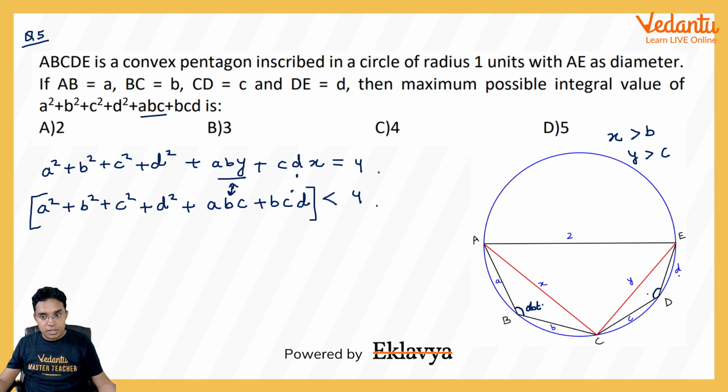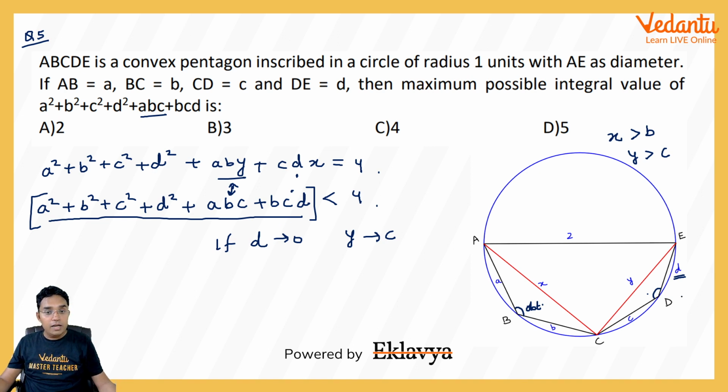So in that situation, if your D approaches 0, I think this expression can become equal to 4, but in the limiting case. I am repeating, if D tends to 0, then y will tend to c. So these two expressions will become the same, but it is only a limiting case. So it cannot reach 4. It can reach 4 only if D becomes equal to 0, but then it will not be a pentagon. So if the maximum possible integral value is what we are looking for, it will be 3. It cannot be 4. It can be 3 only.